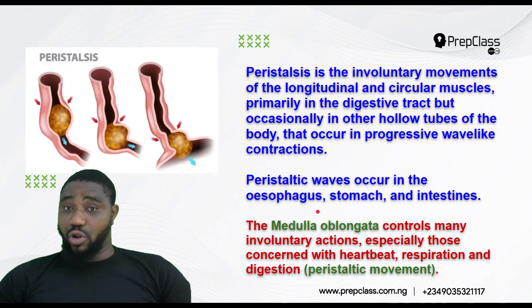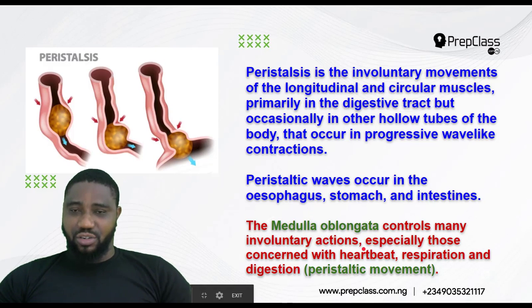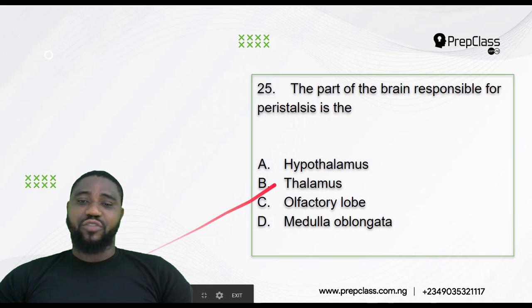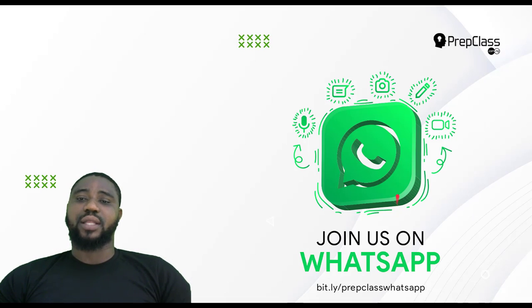It's controlled by the medulla oblongata. The medulla oblongata controls many involuntary actions, especially those concerned with habits, respiration, and digestion. That's peristalsis movement. So the part of the brain that controls peristalsis is the what? The medulla oblongata.